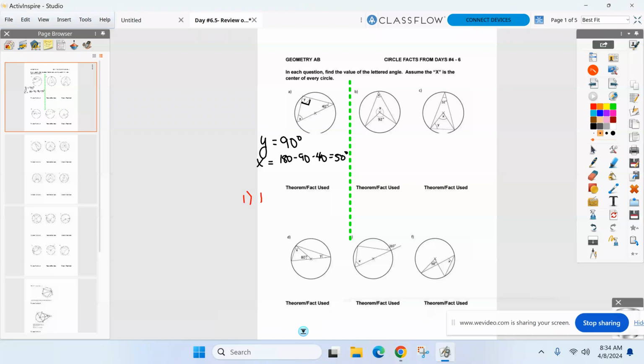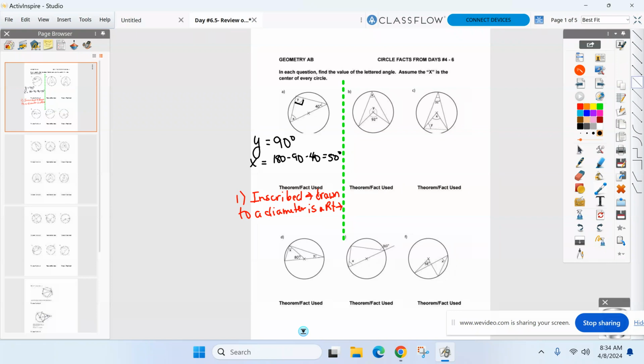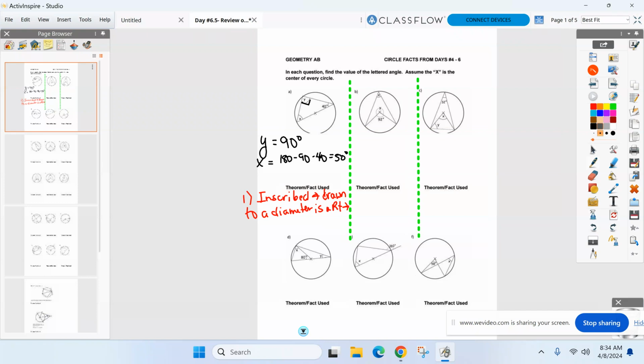Here's the fact. It's an inscribed angle drawn to, where did we say it was drawn to? What do we call that line segment? Diameter. So an inscribed angle drawn to a diameter is a right angle. All right, there's our theorem I want to use. One down, a lot more to go. All right, let's go to part B.